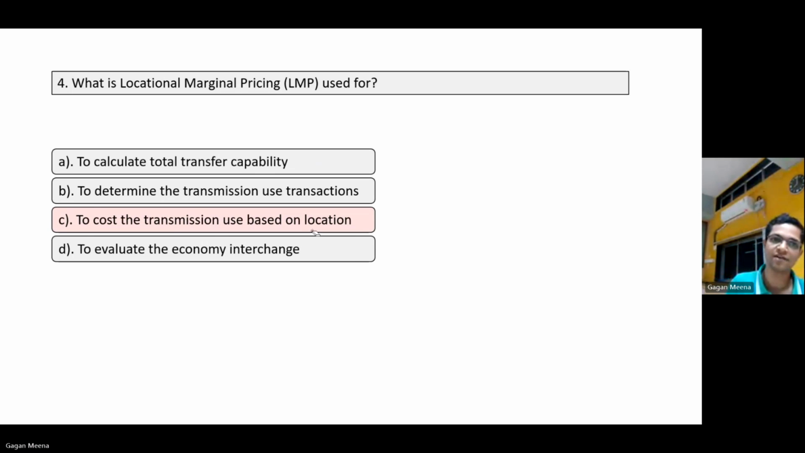So what is the correct answer here? To cost the transmission use based on location, because this is bus dependent, as we already saw. For each bus, we will get one LMP. But TTC we have already seen: ATC is equal to TTC minus something. Calculation of TTC depends upon the available capacity in the transmission line. LMP is associated with pricing, not the capacity in the transmission line. So this is not correct. And these LMPs are derived from the transaction. It is not that the transactions are done based on LMP. When a transaction is there, the result is LMP.